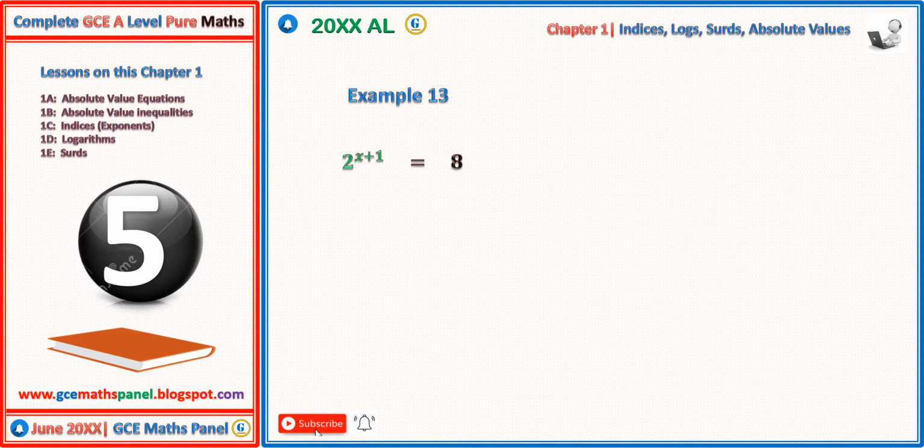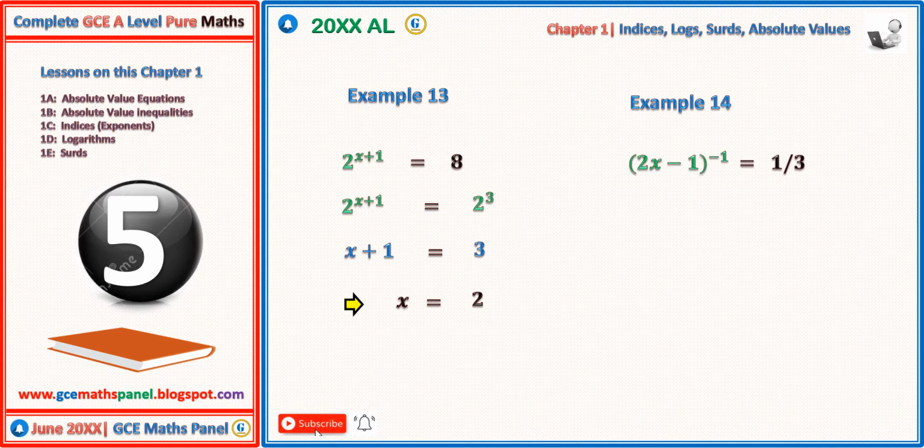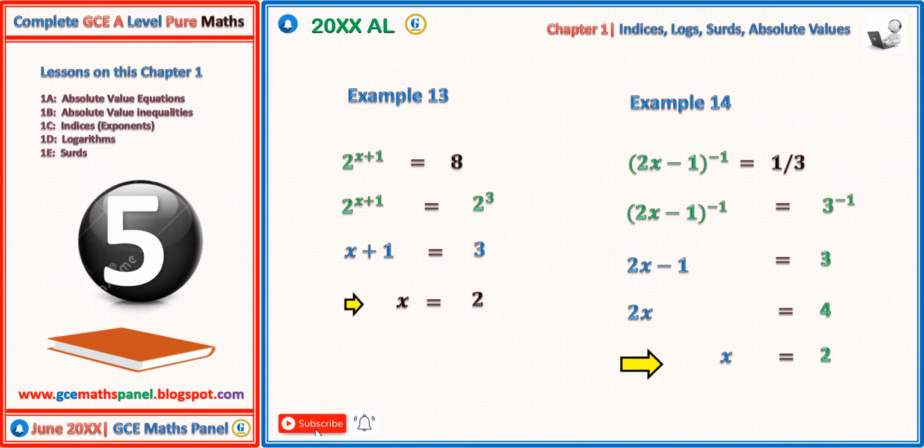Example 13. On the right hand side, you can express 8 as 2 to the power 3, and equating the powers gives us this simple linear equation, which when solved gives us the value of x to be equal to 2. Example 14. We can equally express the right hand side as 3 to the power minus 1, and equating the bases, we have 2x minus 1 equals 3, and x will be equal to 2.